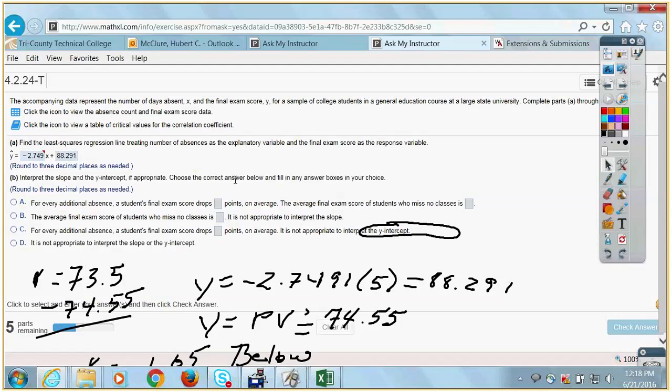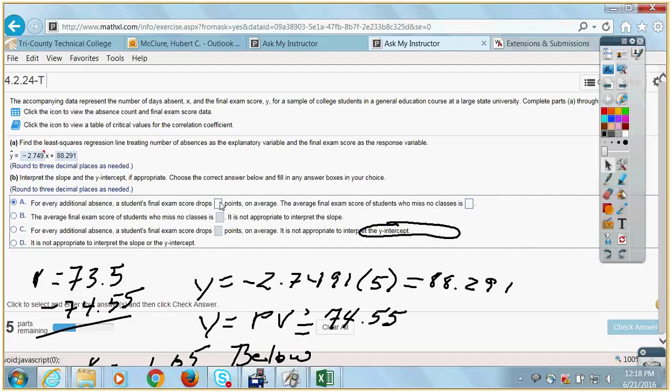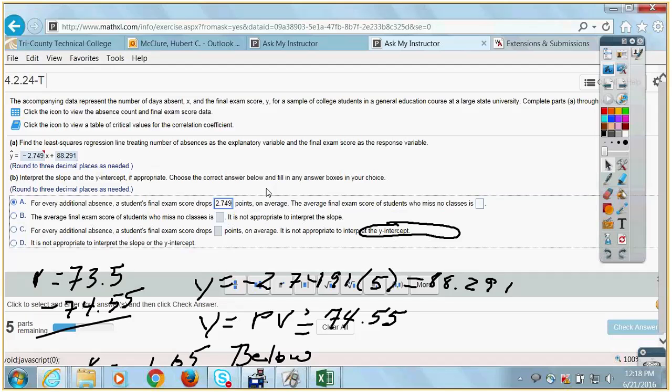It's for every additional absence, a student's score drops, because it's a negative slope. So that negative right there tells you it's dropping. For every additional absence, the average exam score drops 2.749. The average final exam score of students who miss no classes is, and that's the y-intercept, 88.291. And you hit check answer, and you feel good about yourself.